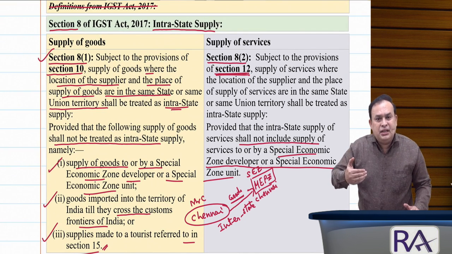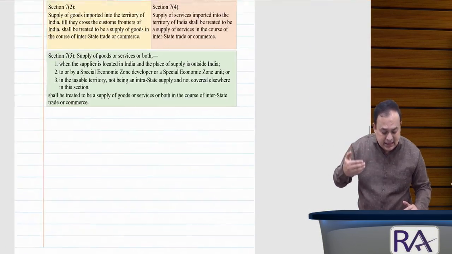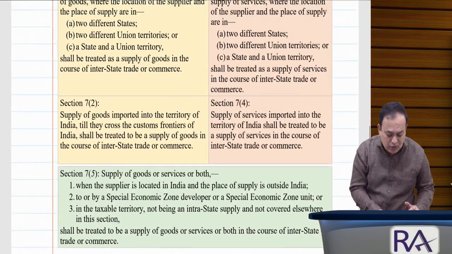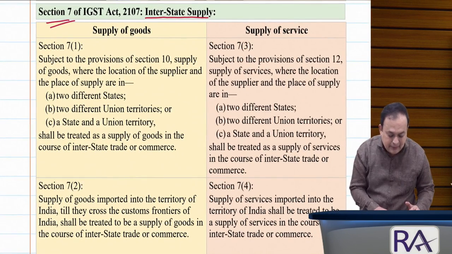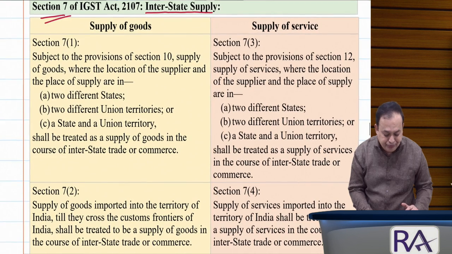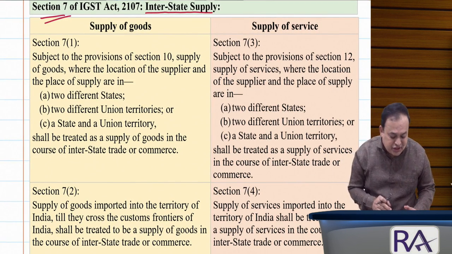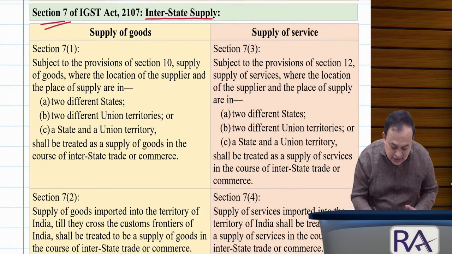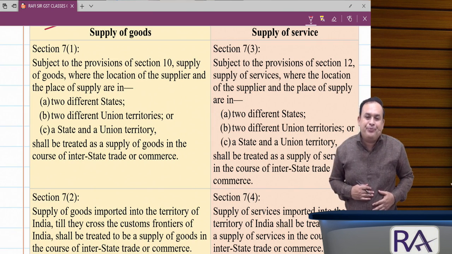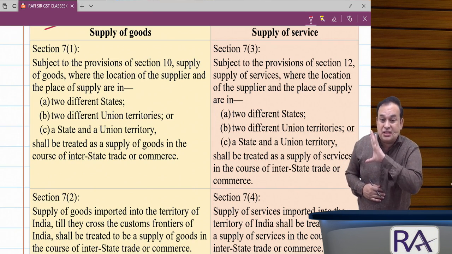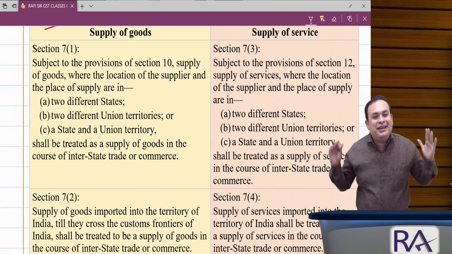Now I am referring section 7. After understanding section 8, referring to you now section 7. Section 7, my dear sir, broadly we have 5 subsections. The title of section 7 itself is what? Interstate supply. The title itself, interstate supply. Whatever falls under section 7 of IGST, that will be treated as interstate supply.